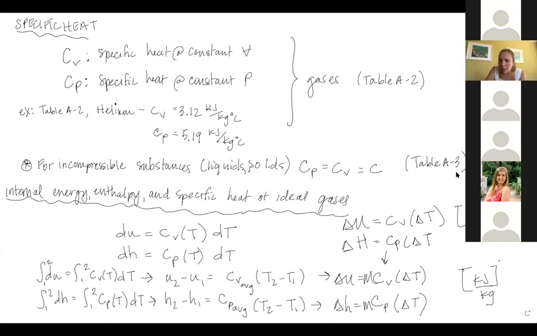Will this be on our formula sheet? I haven't made the formula sheet yet, but yeah, probably. I mean, this part won't be, but MC delta T will be, I imagine.